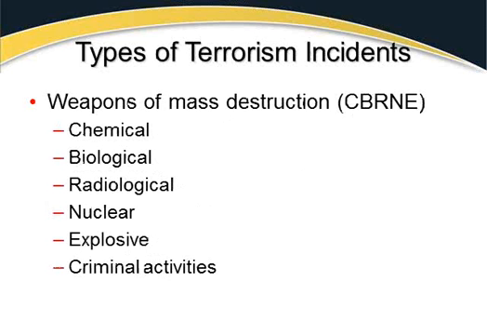So, terrorist events or incidents that we may run into: weapons of mass destruction, which we typically classify in the CBRNE categories. The CBRNE categories are chemical, biological, radiological, nuclear, and explosives. And typically they are unleashed or exposed to the public through criminal activity.